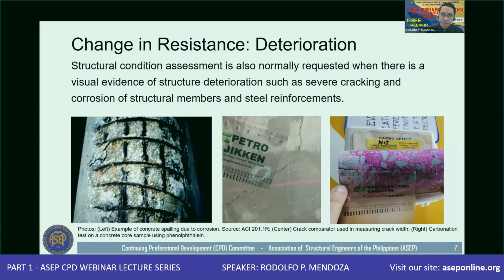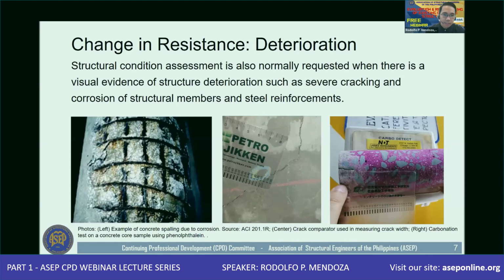And this type of evaluation is what we call a structural condition assessment. Now, this assessment is normally requested when there is a visible evidence of structural deterioration, such as cracking and corrosion of steel and steel reinforcement. So in the figure, we can see some spalling of concrete, which is induced by the corrosion of reinforcement.